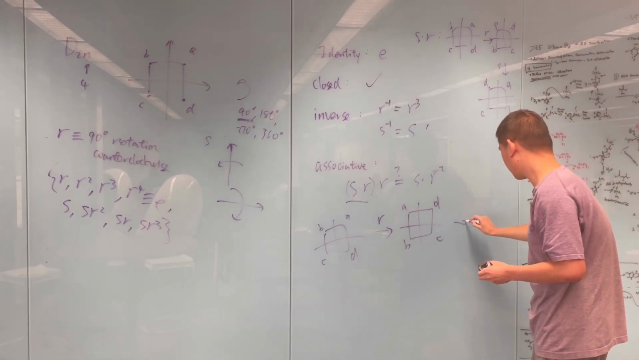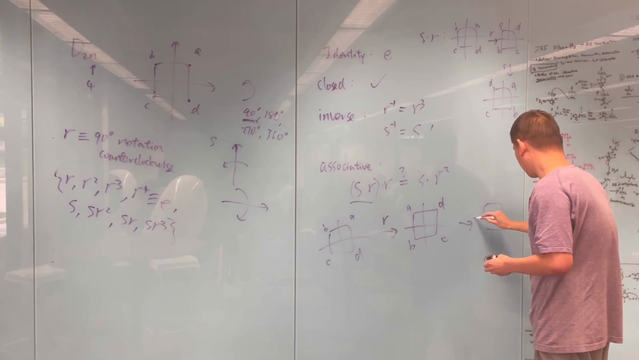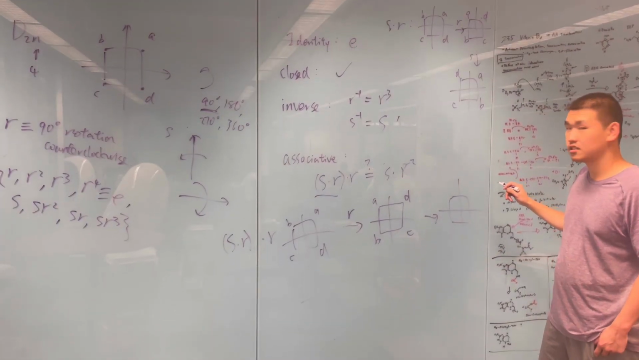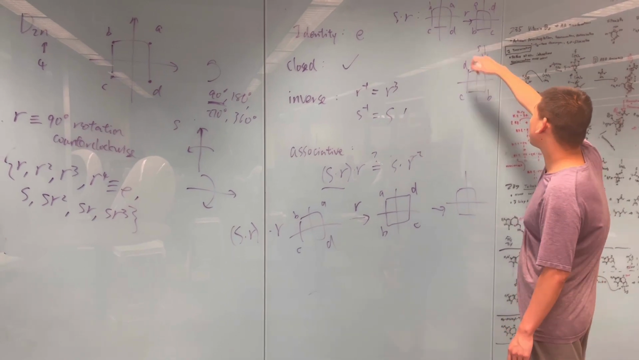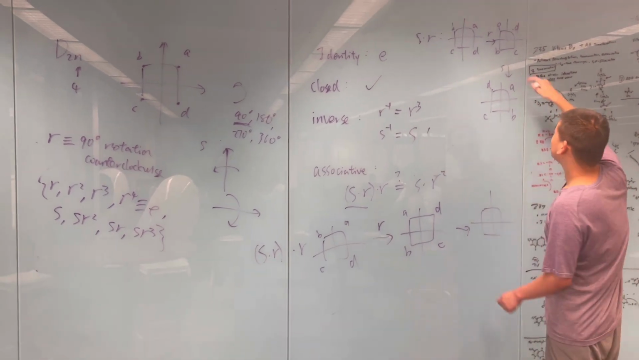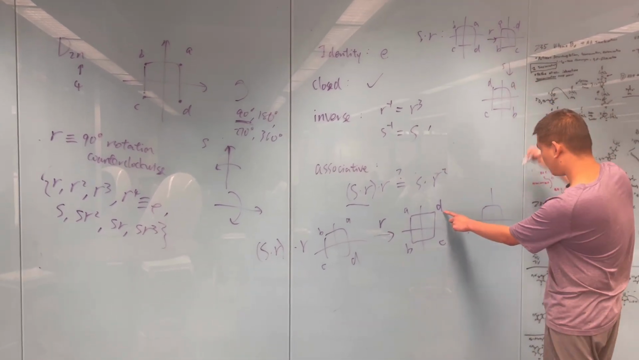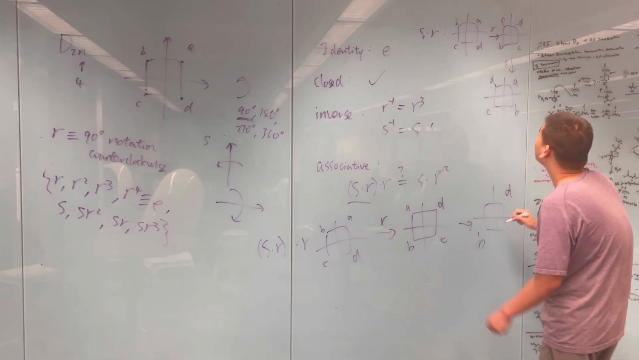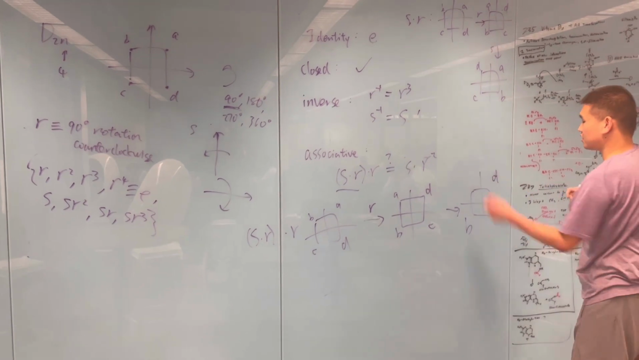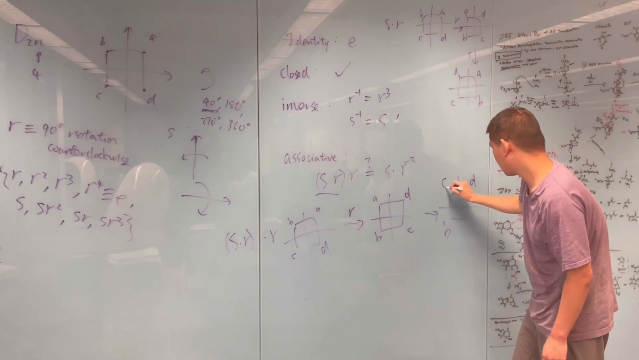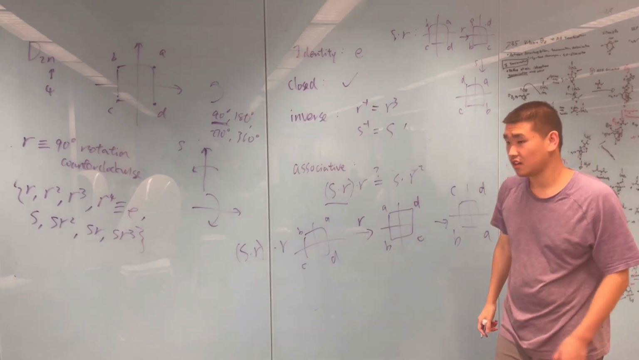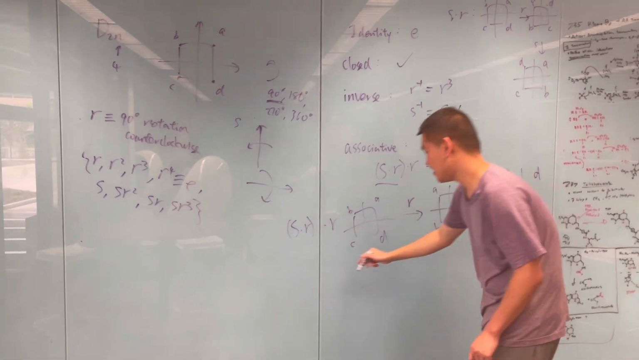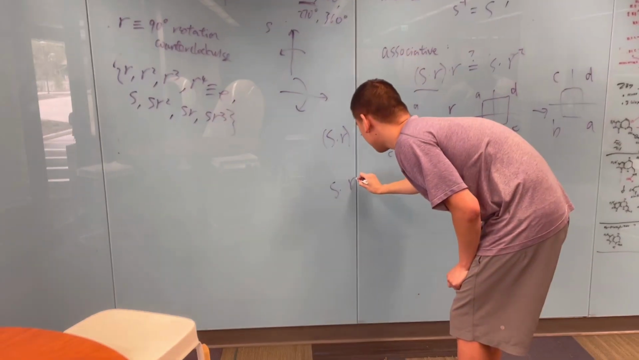So here, we can just apply the rule. We see that this vertex is fixed, and so is this vertex, and these two vertices are switched. This is SRR, so what about SR squared?